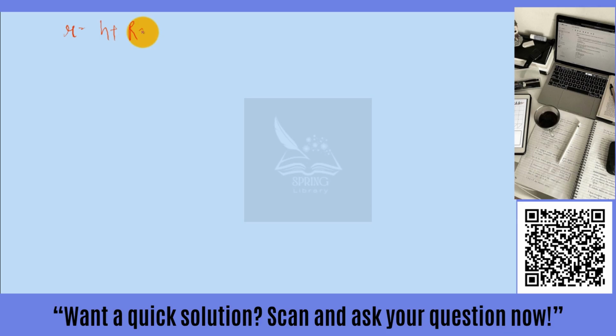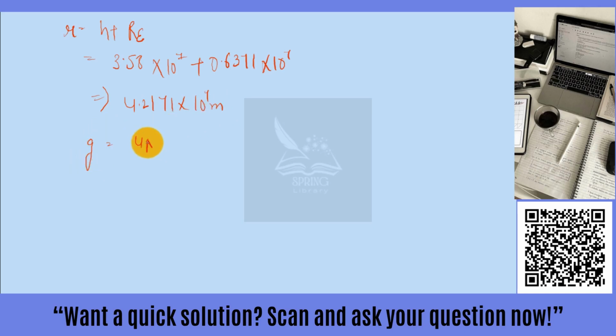Here, r = h + R_e. We have 3.58 × 10^7 plus 0.6371 × 10^7, which is equal to 4.217 × 10^7 meter. Hence, g = 4π² × 4.217 × 10^7 divided by 86400 square. We get the value of g as 0.223 meter per second square.